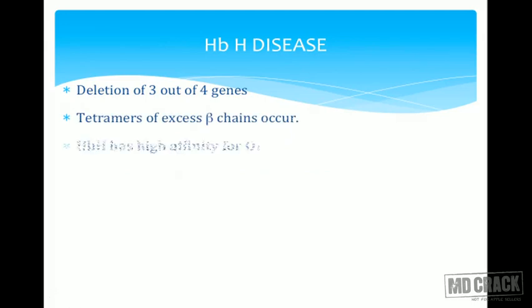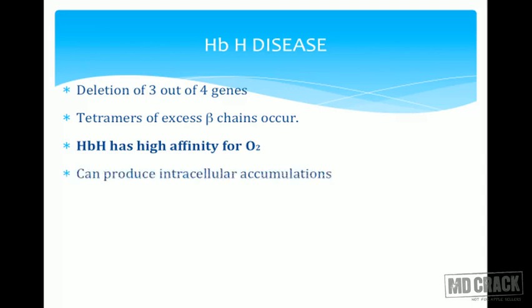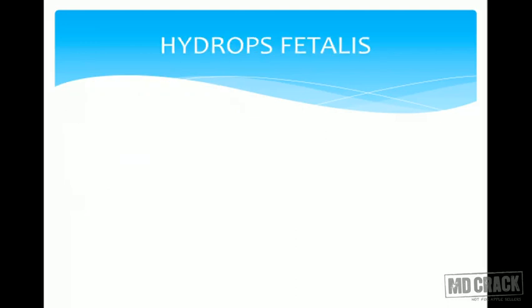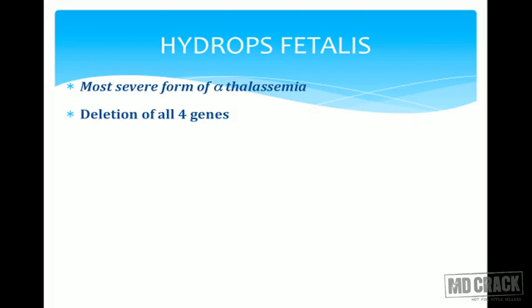HbH disease, you have to remember, is where 3 out of 4 genes are deleted. So a tetramer of excess beta chains can occur, and HbH has very high affinity for oxygen. So it can produce intracellular accumulations and moderate to severe anemia. The most severe form of alpha thalassemia, remember my friends, is hydrops fetalis. There is a deletion of all 4 alpha genes, resulting in death of the fetus in utero.